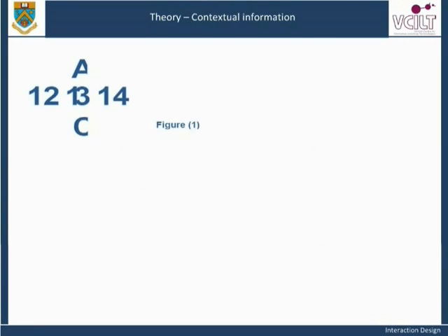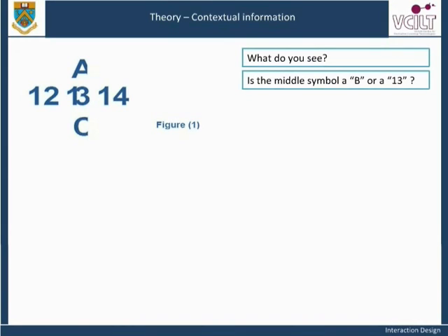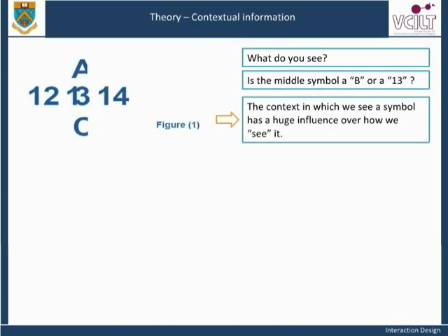Consider the following figure, Figure 1. A 12-13-14, Fig 1c. What do you see? Is the middle symbol a B, or a 13? The context in which we see a symbol has a huge influence over how we see it.